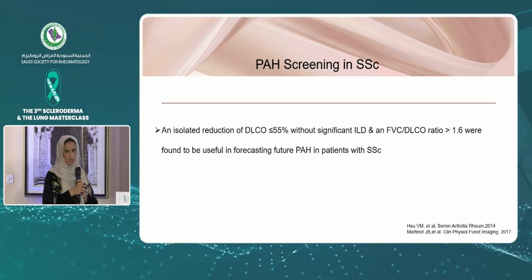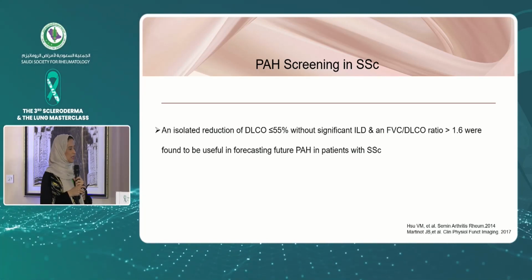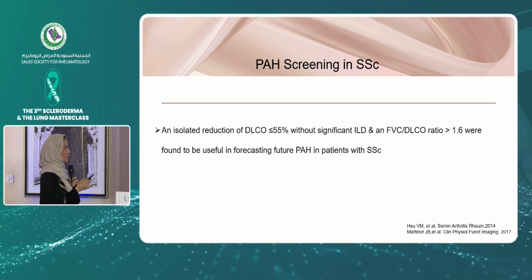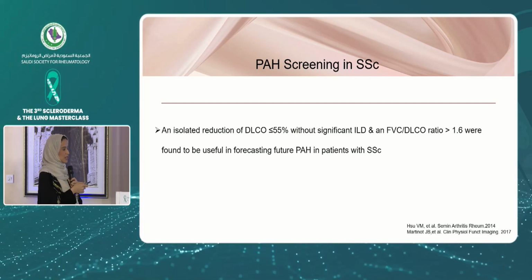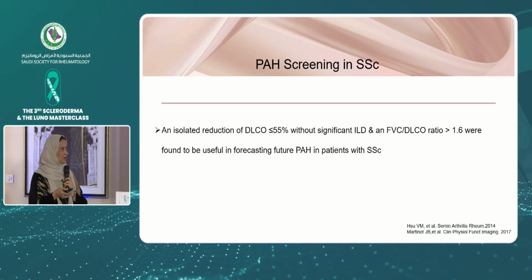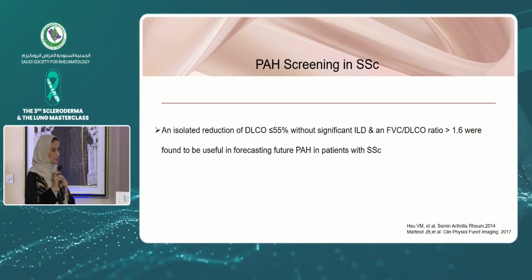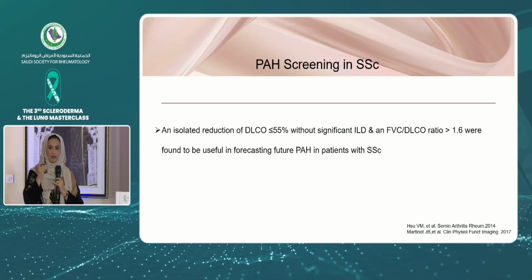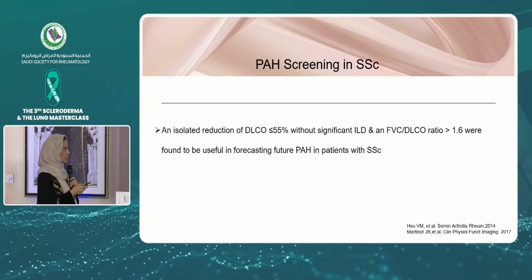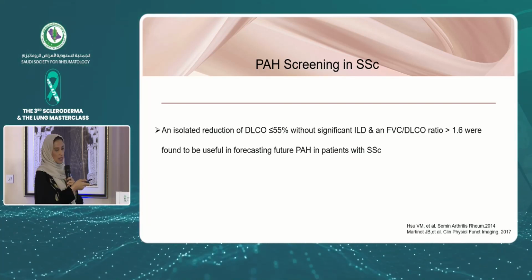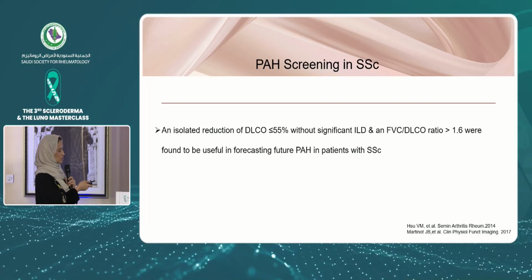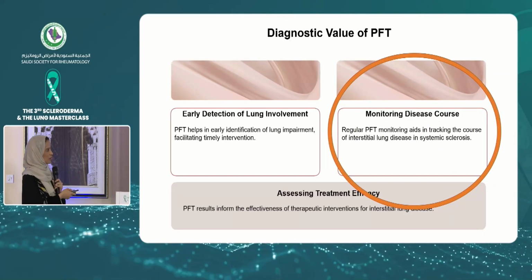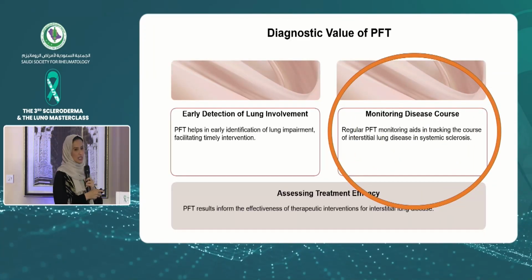PAH screening in SSc is going to be elaborated more in the afternoon sessions, but it's been observed that an isolated reduction of DLCO, a baseline being less than 55%, without significant ILD, and a ratio of FVC to DLCO of more than 1.6, were forecasting future PAH in patients with SSc. But I'm not going to explore more in that part. Okay, so that's the early detection of lung involvement.